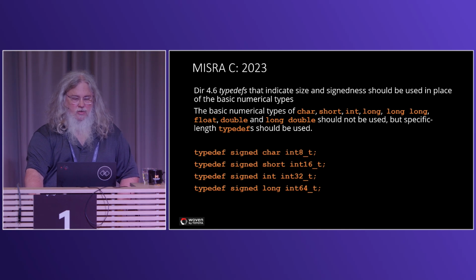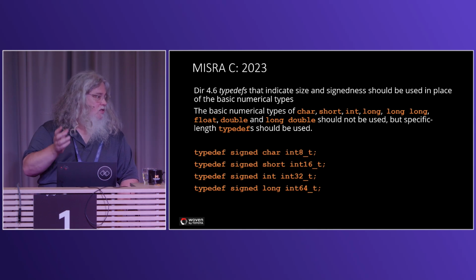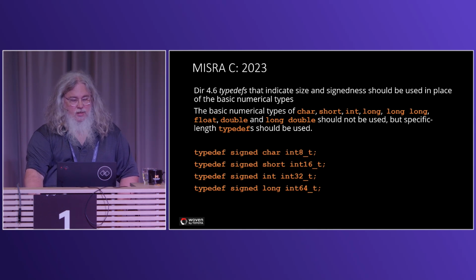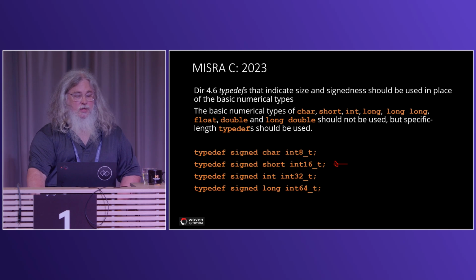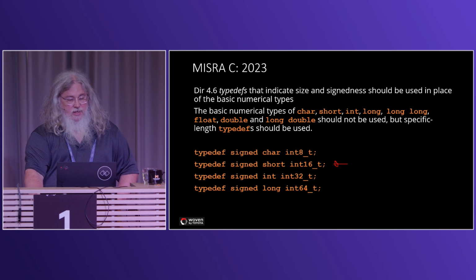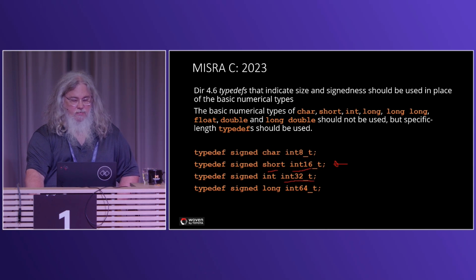Char, short, int, long, long long, float, double, long double should not be used. So you're not allowed to have these type names appear in your code. So you have to use typedefs, right? The MISRA C 2023, just newly minted version of MISRA, gives examples like, oh, you should have a typedef for short, which is int16_t, or a typedef for int, which is int32_t, right?